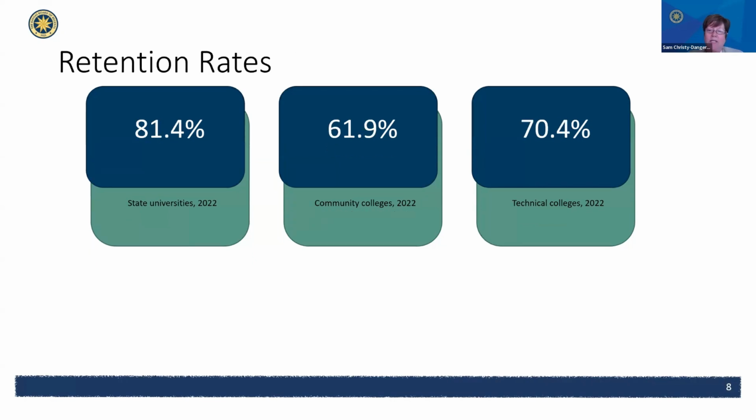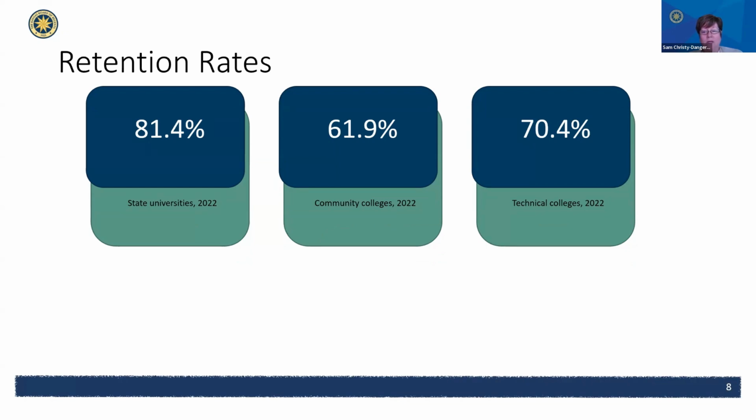Similarly, we can examine retention rates within our state. Retention rates measure the number of first-time students who return and enroll for the fall semester of their second year. This slide displays the retention rates for students in Kansas by type of institution. Again, specifically, the average retention rate in 2022 for state universities was 81.4%. It was 61.9% for community colleges and 70.4% at technical colleges.